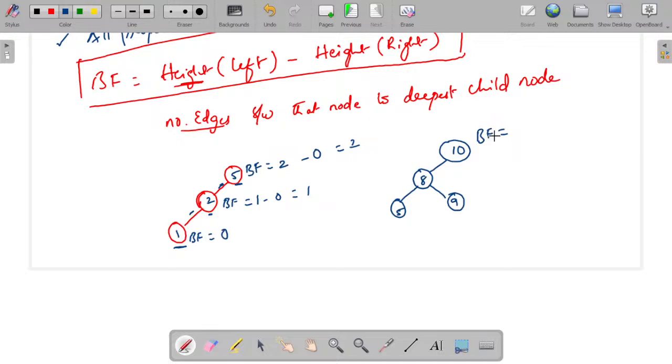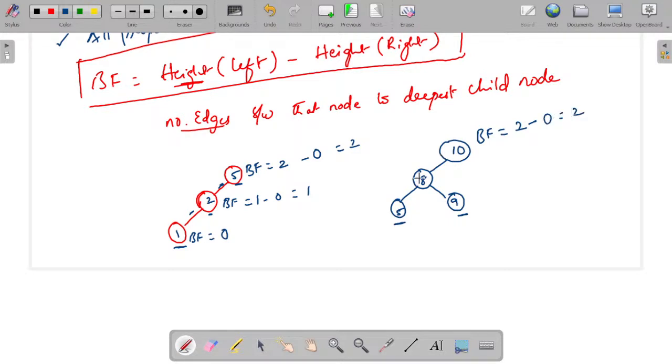Now we will see the balance factor for 10. Yes, the balance factor for 10 is 2. We will understand why it is 2. The balance factor for 10 is computed as 2 because in the left subtree the deepest child nodes are this 5 and 9. Here the number of edges between the deepest child node and this particular node is 2. That is 2 minus, and in the right subtree we don't have any nodes or child nodes, so we take it as 0. So 2 minus 0 becomes 2.